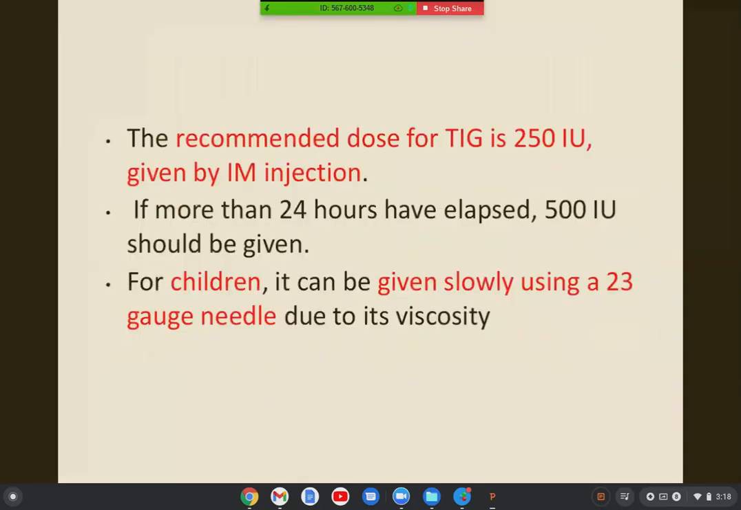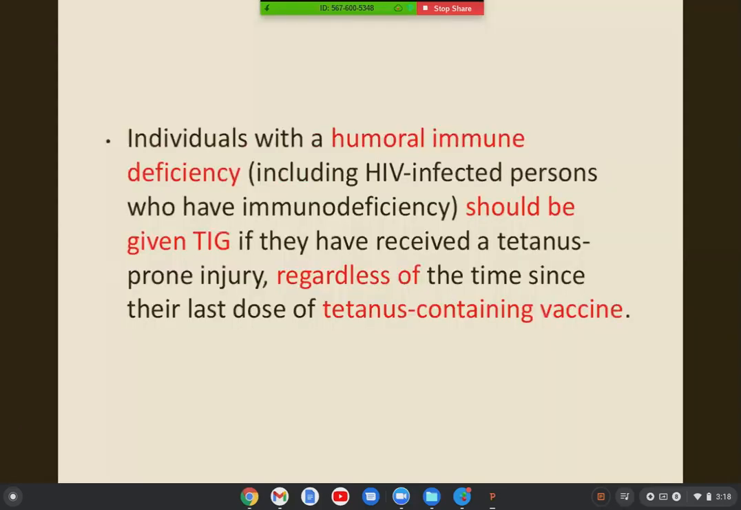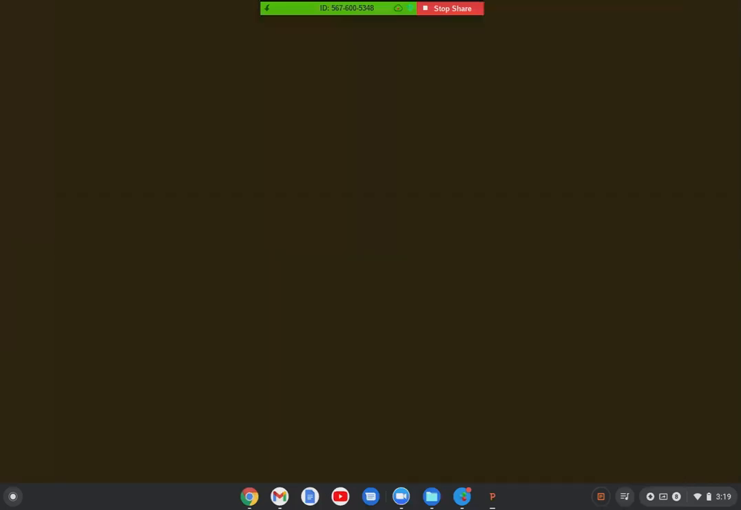The dose of tetanus immunoglobulin is 250 international units, given by IM injection. If more than 24 hours have elapsed after injury and trauma, 500 IU is the dose for children. Always remember, tetanus immunoglobulin should be given slowly with a 23 gauge needle because it is highly viscous. Individuals with a humoral immune deficiency, including HIV-infected persons with immunodeficiency, should be given tetanus immunoglobulin for a tetanus-prone injury, regardless of the time since their last dose of tetanus-containing vaccine.